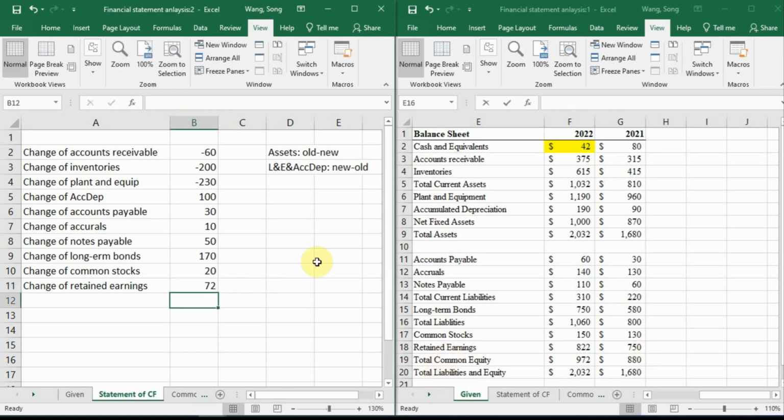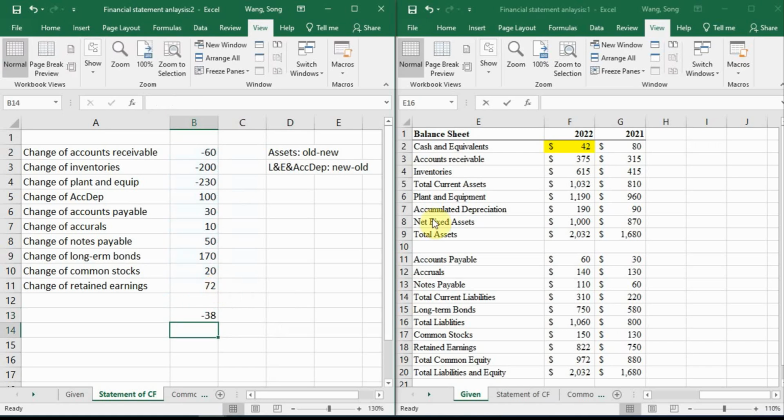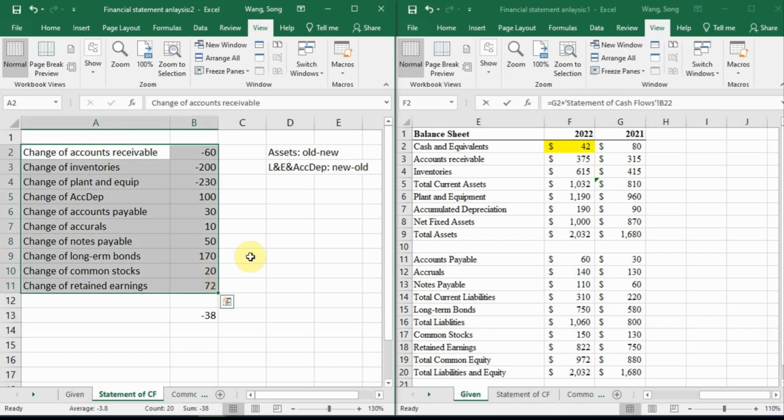Okay, so these are all the items excluding cash on the statement of cash flows. If I sum them up for their changes, you can see that it's going to be equal to negative 38, which is exactly the change of cash from last year to this year. You see, from 80 to 42, the change is negative 38. It reduced by 38. Why did your cash get reduced by 38? All because of these activities.